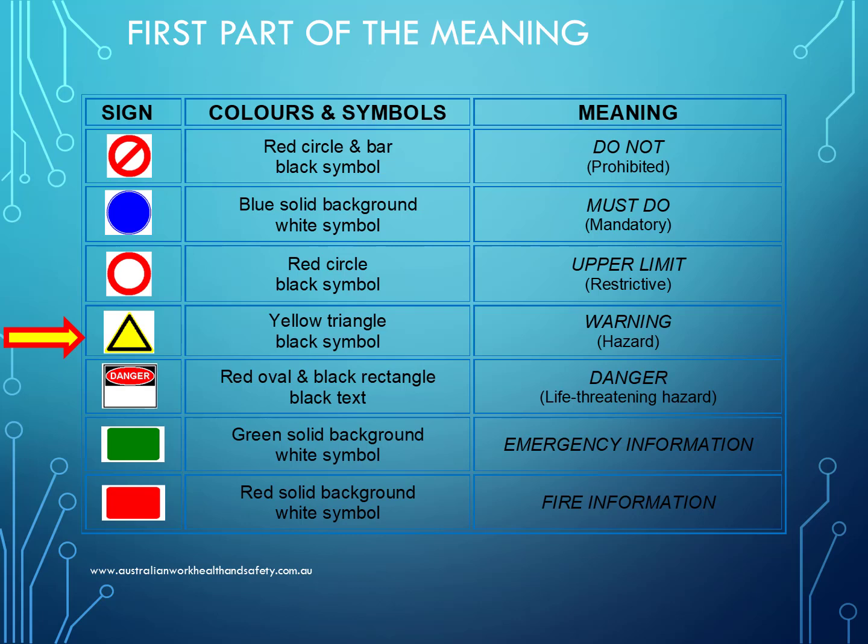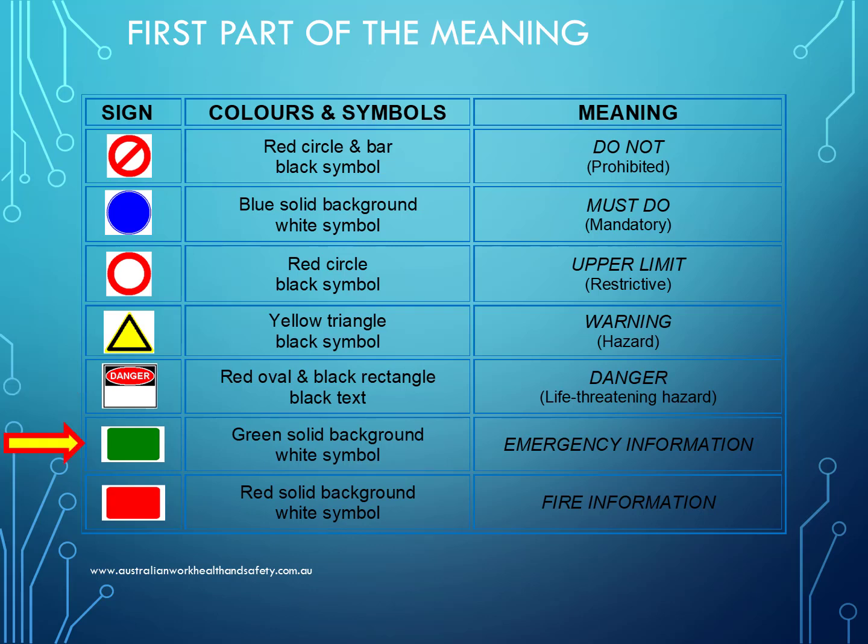The following two signs are hazard signs. The first is a yellow triangle with a black border indicating a hazard that can cause harm. You must know what the hazard is and what you need to do so you don't harm yourself or anybody else. The second and higher level of hazard are life-threatening hazard signs, which always appear as the word danger on a red oval on a black rectangle, indicating a hazard that can kill. You must know what the hazard is, what you must do so you don't kill yourself or anyone else.